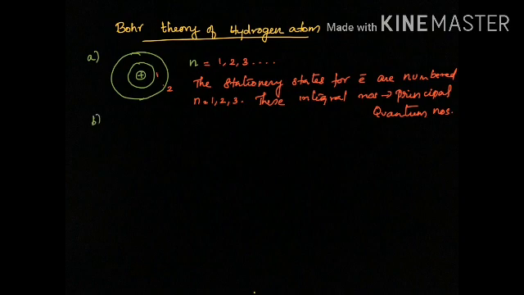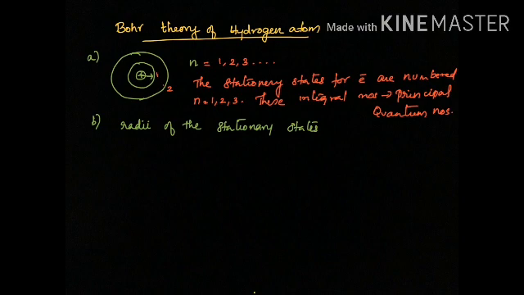The second point is stating that we can measure the radii of the stationary states, that is, the distance from the nucleus to the orbit. Suppose we need to find the radius of n is equal to 1, the first orbit, then it will be the distance between the nucleus and the first orbit. n is equal to 2 means the distance between the nucleus and the second orbit.